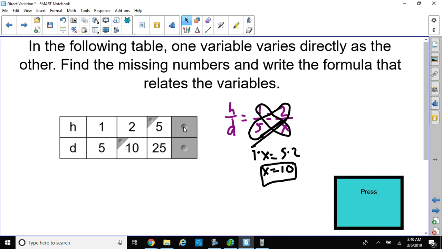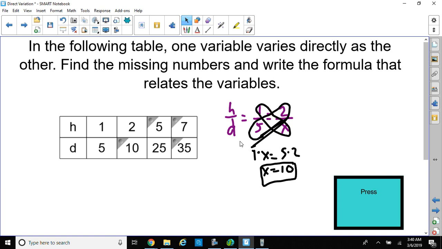Well, let's try this one. 7 over what? So it reduces down to 1/5. Or we could look at it this way. We can multiply 1 times 5 to give us 5. 2 times 5 gave us 10. 5 times 5 gave us 25. So 7 times 5 would give us this number, which is 35. So if you said 35, correct.